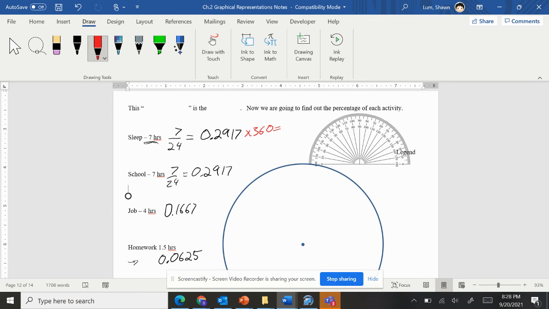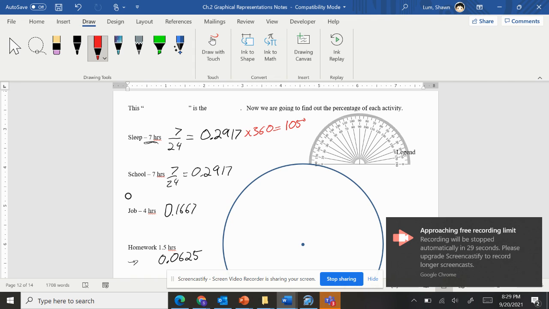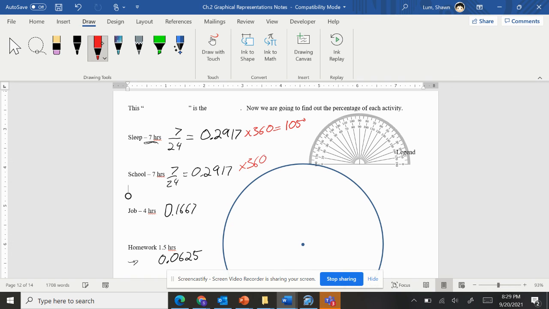So I go 0.2917 times 360, and I get 105. So I now know that sleep is 105 degrees of my circle. And the school is also going to be the exact same number. Could you calculate the rest of these degrees for me? And we'll come back and talk.